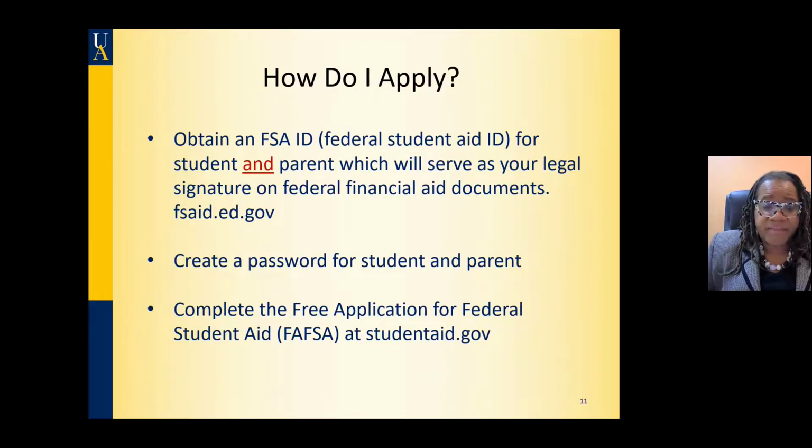So again, how do you start the application? Both the parent and the student do need an FSA ID. You're going to create an ID and a password if you don't already have one, and hold on to this because you're going to use this for the next several years. Each year you're doing the FAFSA form, and each year you're going to use this FSA ID.